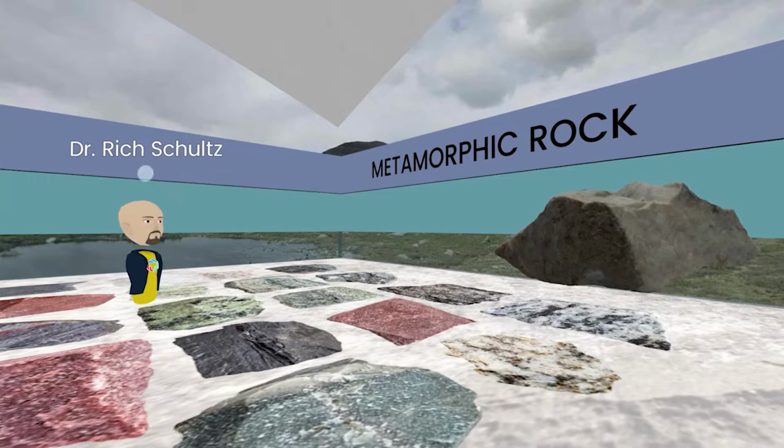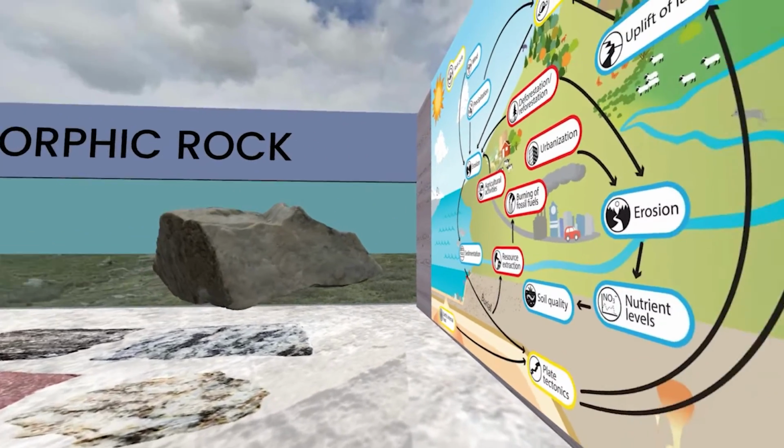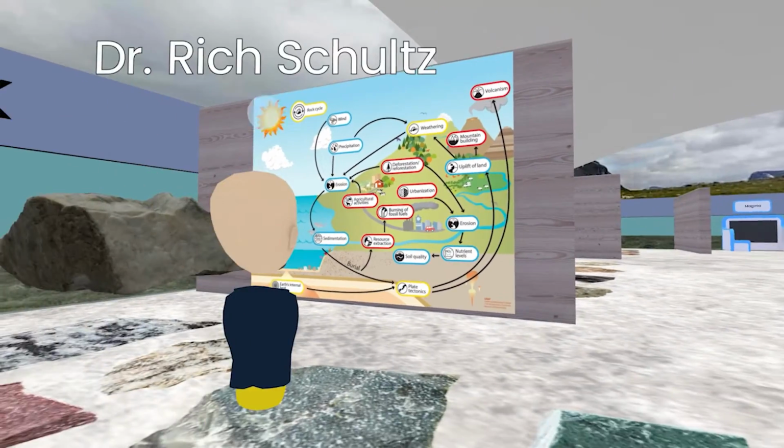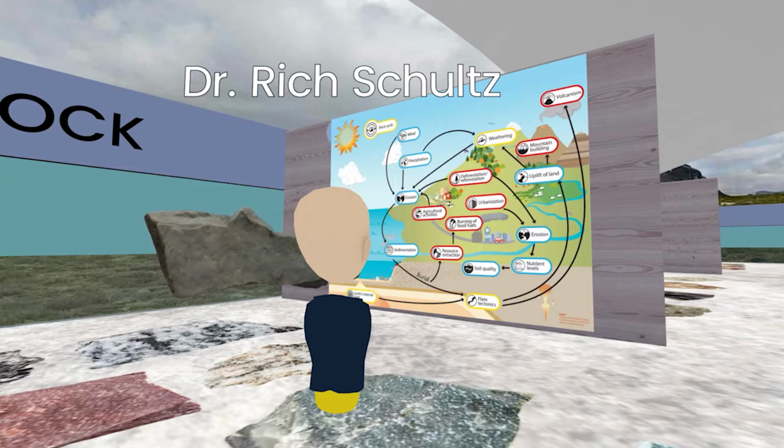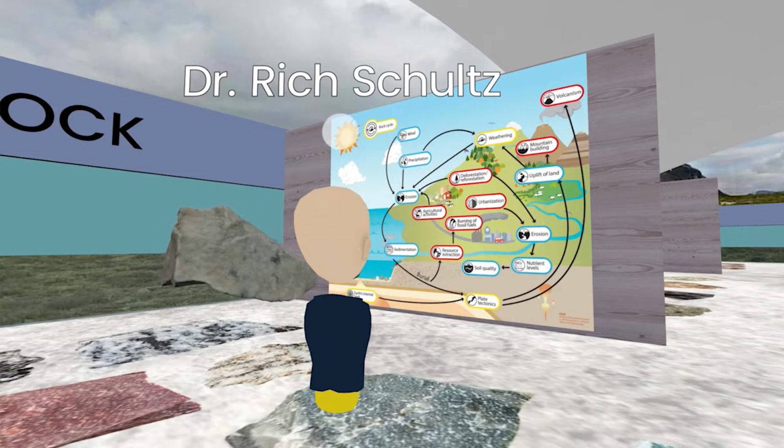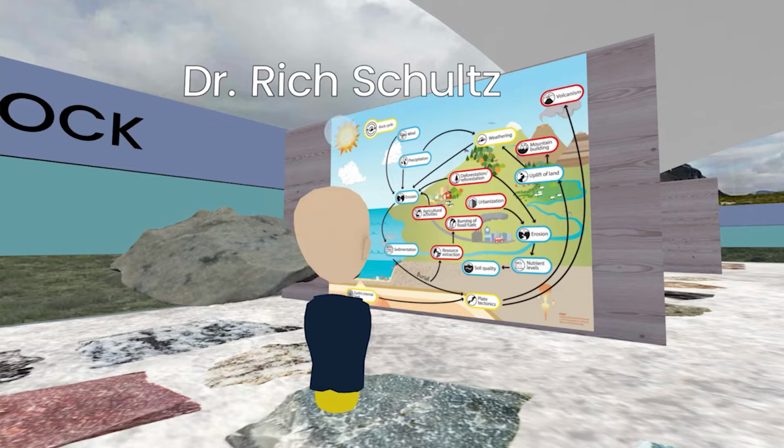Sure. We're looking on the wall at something called the rock cycle. The rock cycle is never ending. It goes on all the time and has been since the beginning of the Earth, if you will. What you're seeing spinning to the side there is a rock called marble.